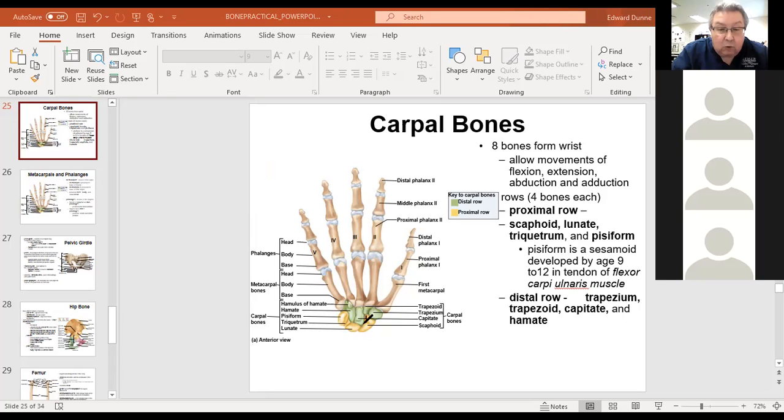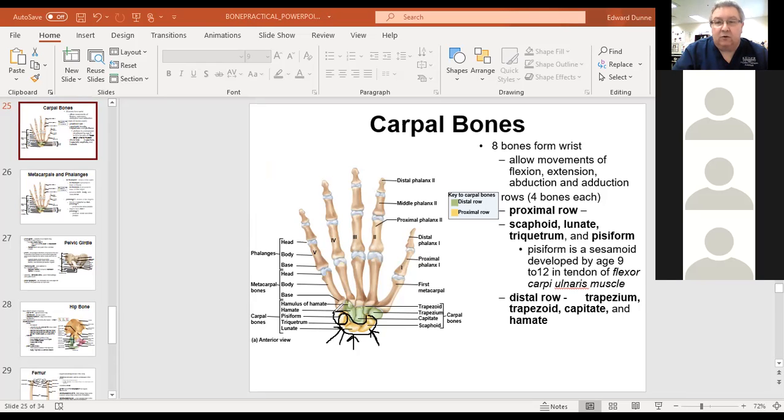These bones in yellow is the proximal set of bones. So the scaphoid is this bone right here. The lunate is right next to it, is right there. The triquetrum is this yellow bone on the bottom, and the pisiform is this bone right here on top of the triquetrum. Scaphoid, lunate, triquetrum, and pisiform. That is the proximal row of carpal bones.